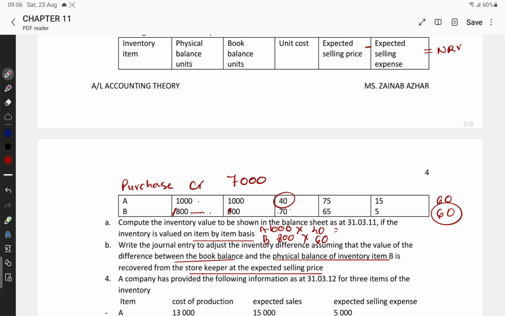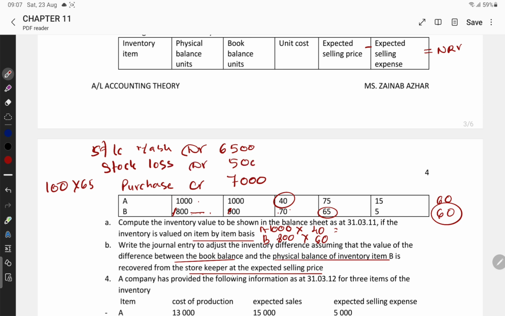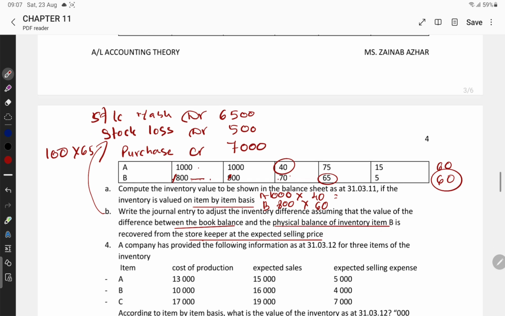Okay, so now 100 units are missing, but from the storekeeper, for each unit we are going to recover it at the expected selling price, 65. So for each unit we will get 65 from the storekeeper. So 100 into 65 is 6,500. So we will recover it. So storekeeper receivable gets debited 6,500. 7,000 worth of inventory is missing. We will recover 6,500, which means our stock loss is 500. So this is the double entry for B.